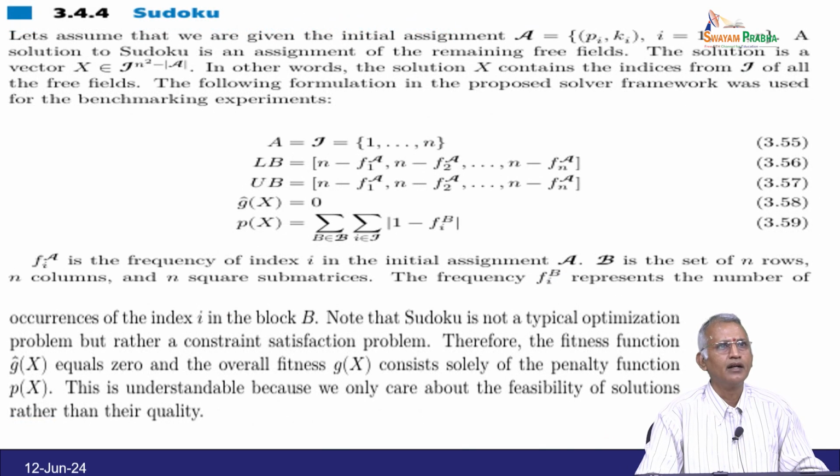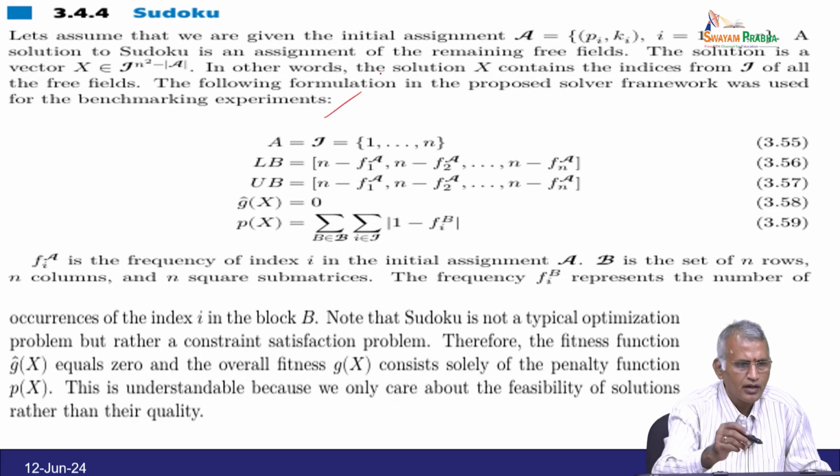Sudoku. Let us assume that we are given the initial assignment A equal to p_ik, where i is 1 to r. The solution to Sudoku is an assignment of the remaining free fields. The solution is a vector x in J^(n² minus cardinality of A). In other words, the solution x contains the indices from J of all the free fields. The following formulation in the proposed solver framework was used for the benchmarking experiments.